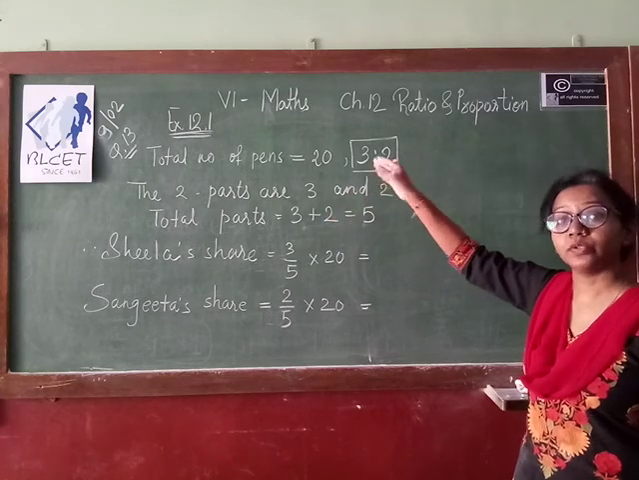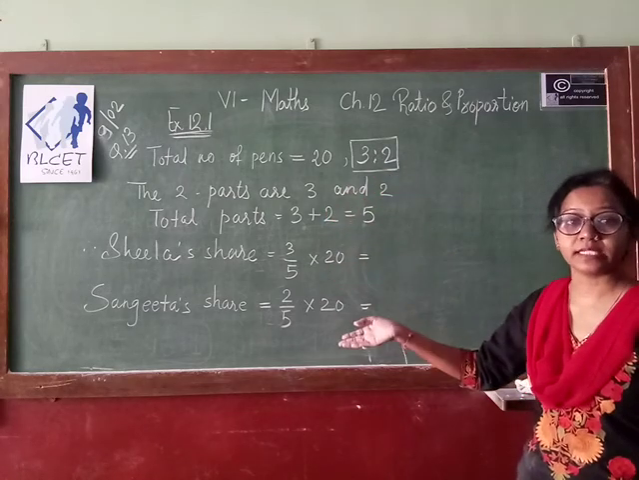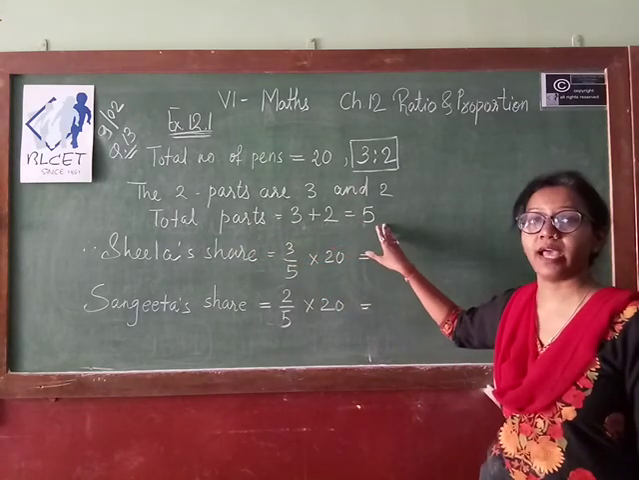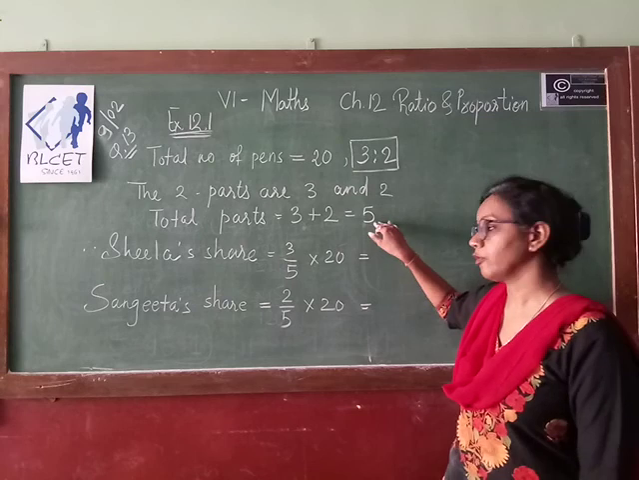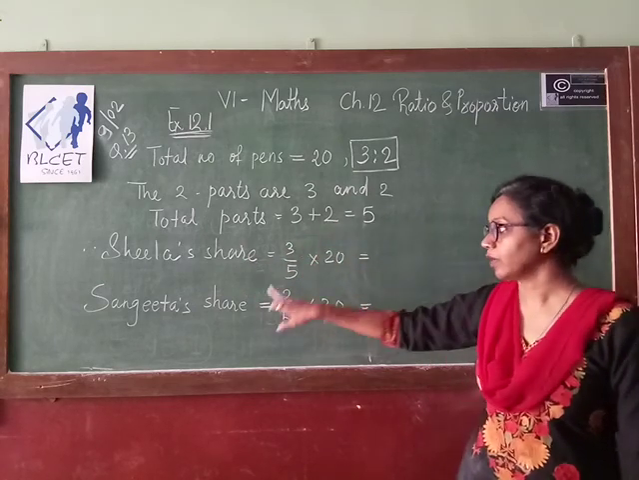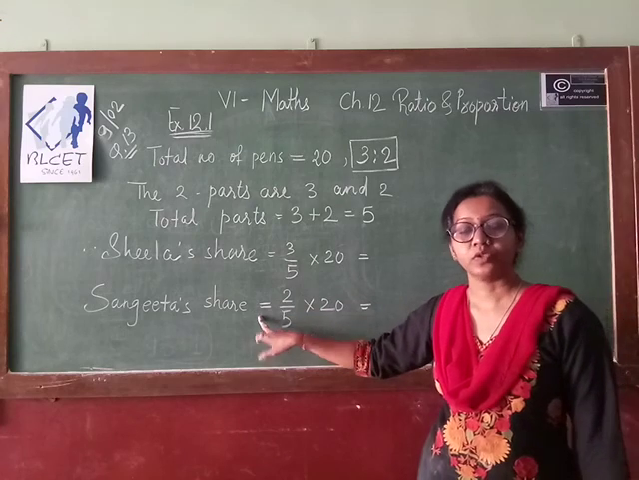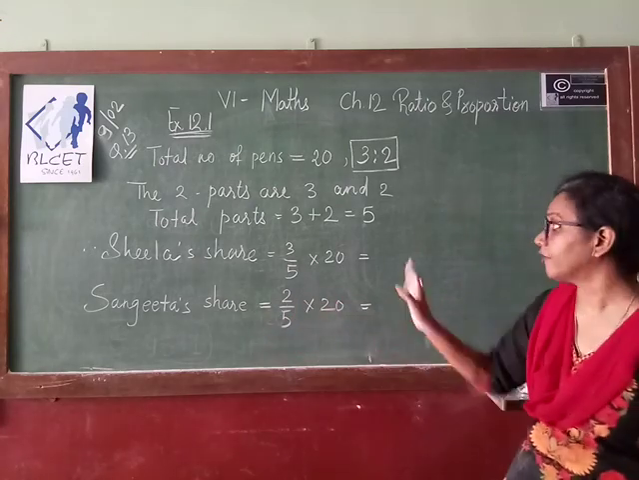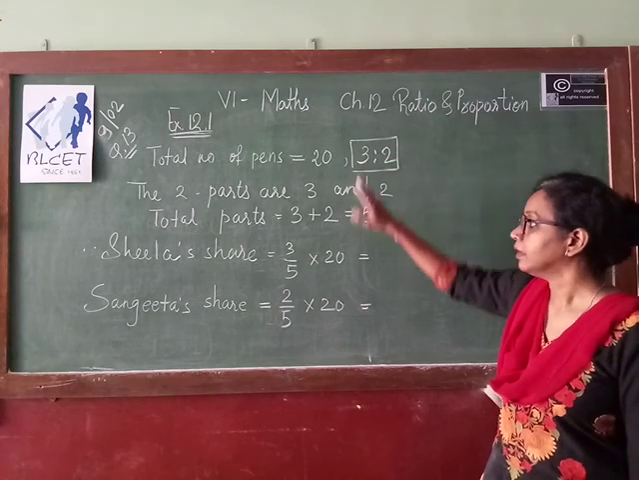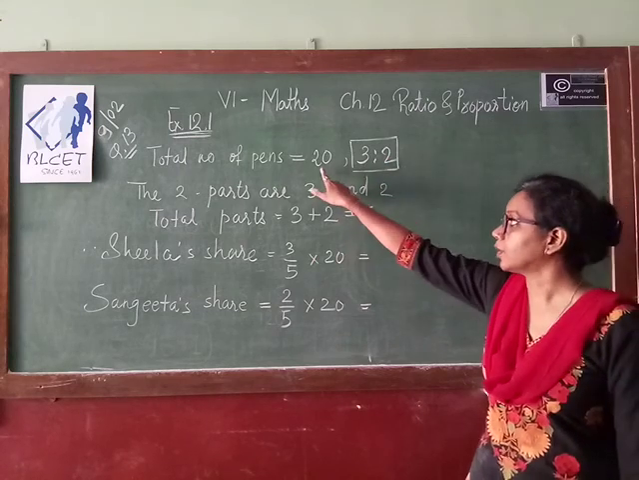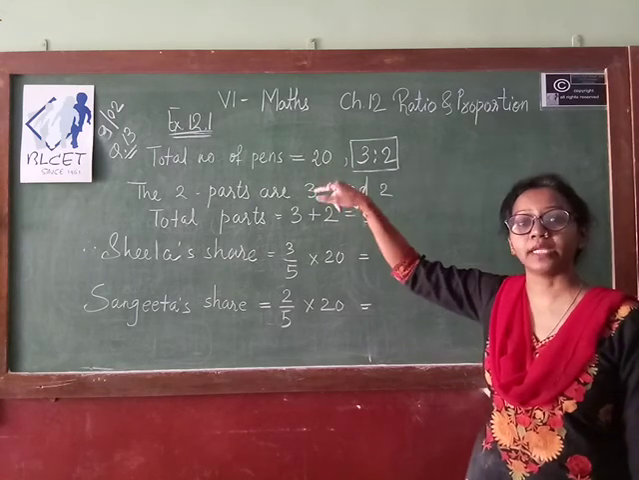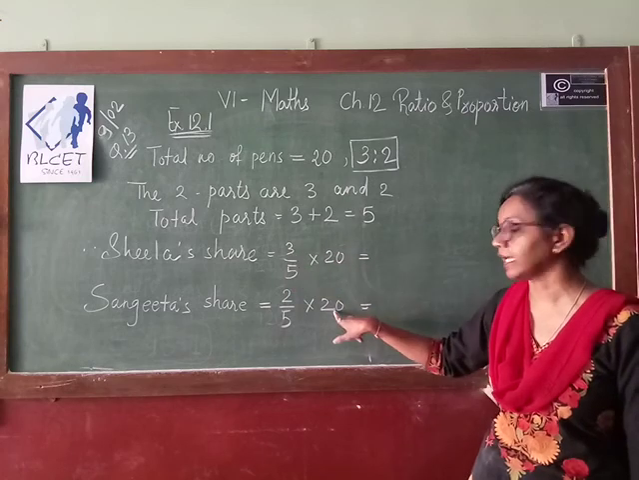But when you do the total calculation, how many parts are made? So total parts are 3 plus 2 is equal to 5. Suppose you have 5 pens, so 3 pens will go to Sheila and 2 pens will go to Sangeeta. So this way we can divide if you have 5 pens. That ratio is 3:2. But here you are given the total number of pens as 20. So in place of 5, we have to write 20.